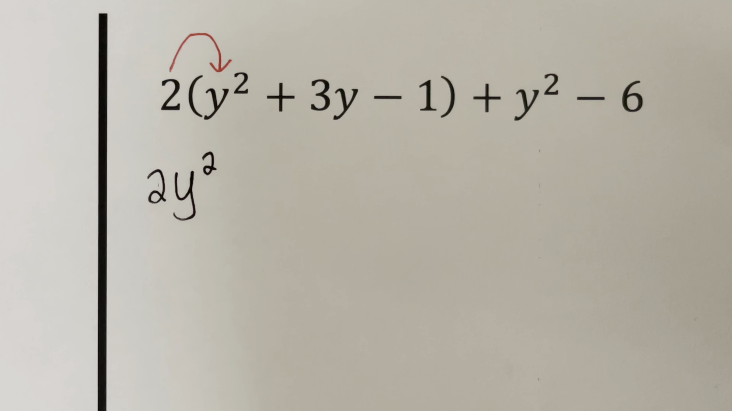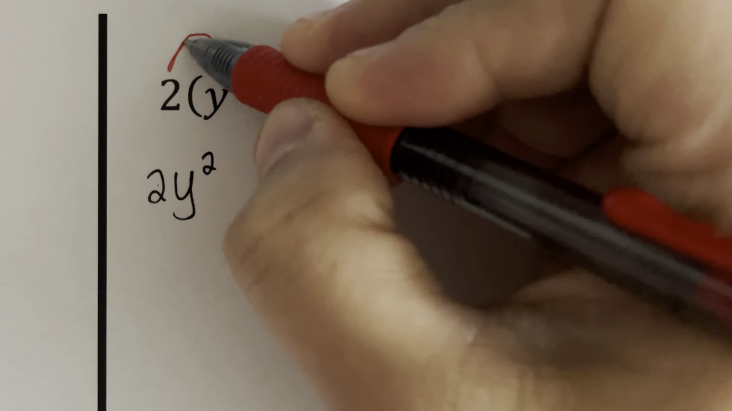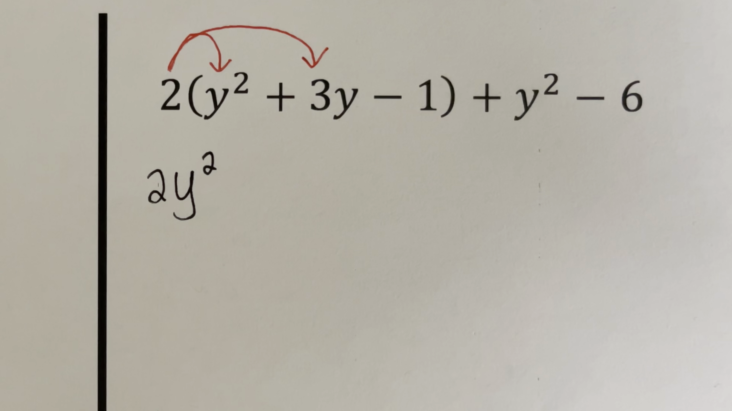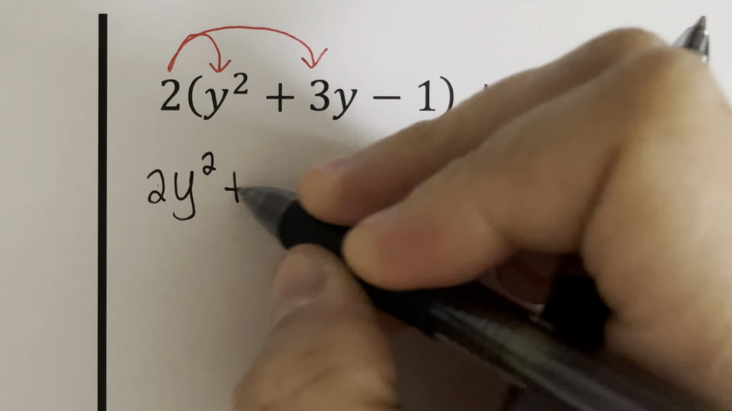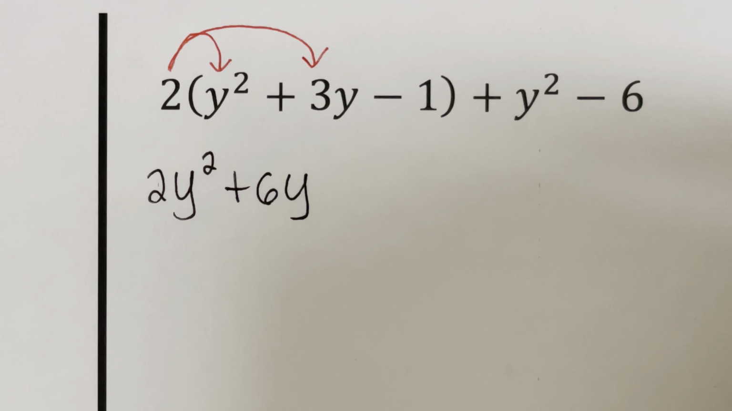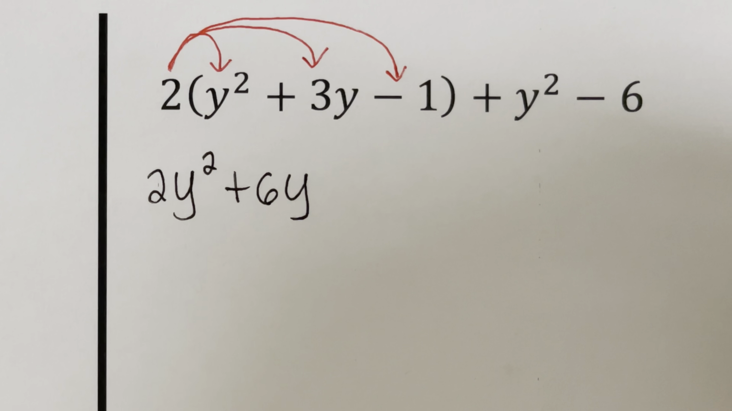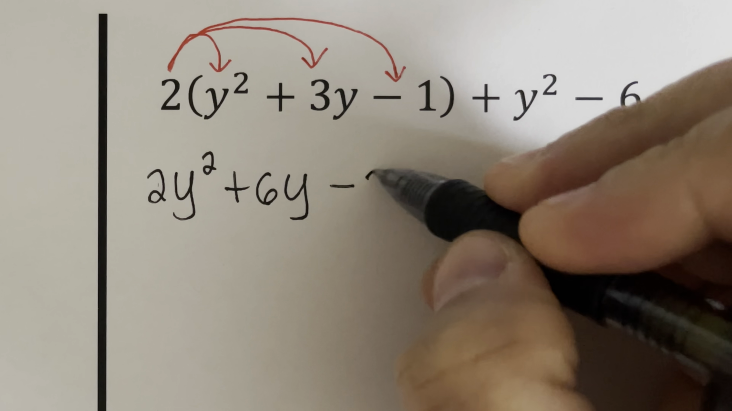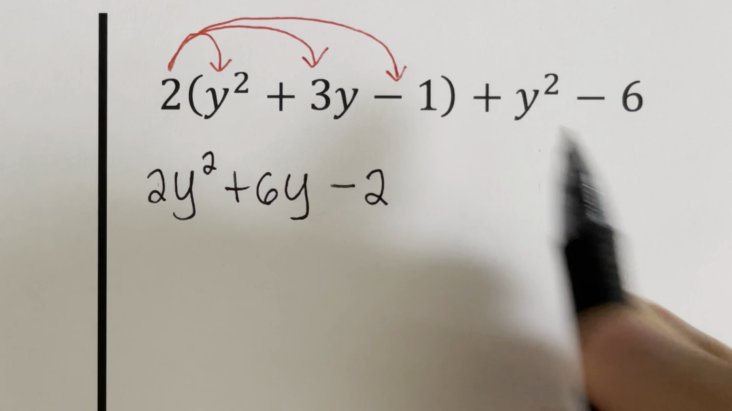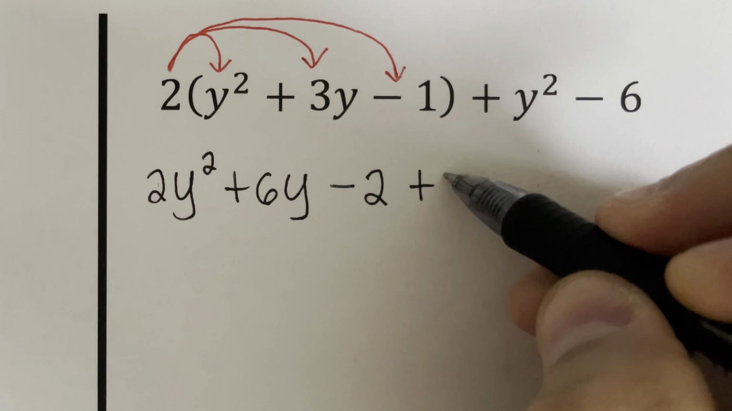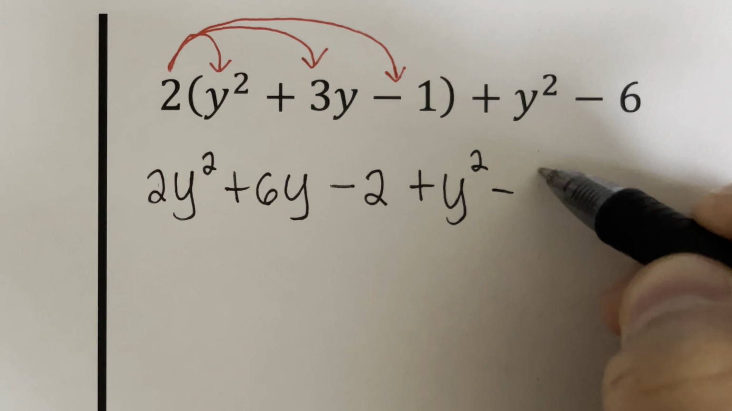And then we have 2 times 3y is 6y. So I write plus 6y. And then we have 2 times negative 1 is a negative 2. So I put negative 2 after that. And then I'm just going to write the rest of them here. So that is plus y squared minus 6.